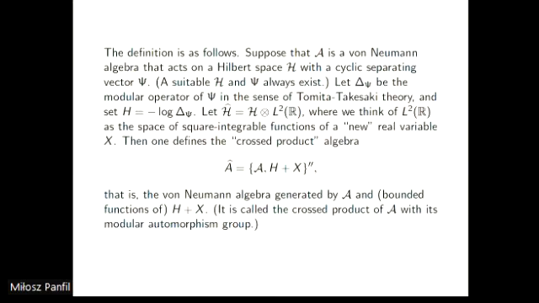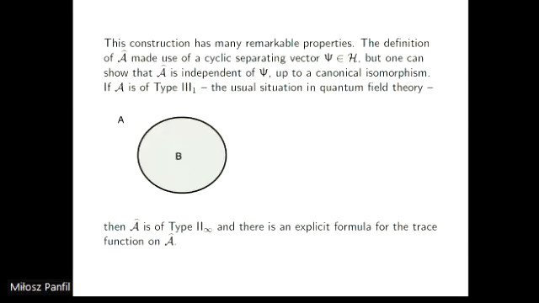And miraculously, this simple operation of slightly enlarging the Hilbert space and adding one more generator to the algebra turns a type 3 algebra into a type 2 algebra and was useful in studying type 3 algebras. And there's an inverse operation where you can essentially go back from the type 2 algebra to the original type 3 algebra. And so just mathematically, this construction has quite remarkable properties.